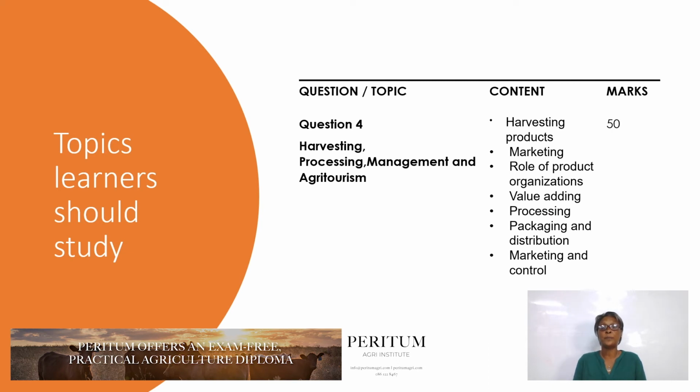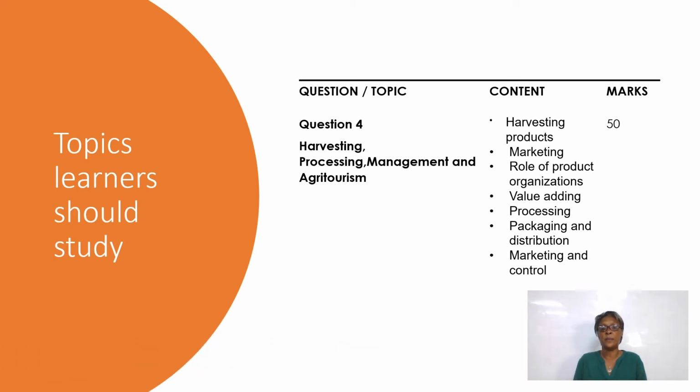Question 4, this is about harvesting, processing, management, and agri-tourism. I always say this is the easiest question in the paper. And in this question, especially when you look at agri-tourism, those of you who have tourism as a subject at school, they are similar to the information that is in the tourism paper. So the content of this question is about harvesting products.